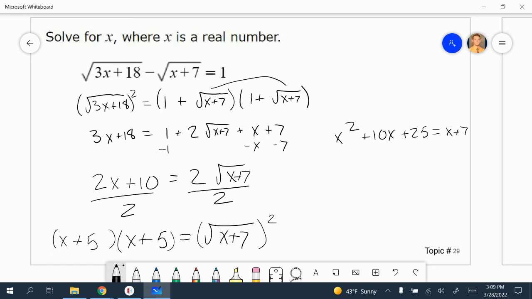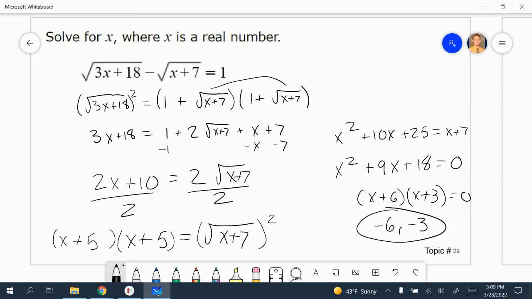I'm going to move everything to one side one last time, and then we're going to factor. So we'll have x squared plus 9x plus 18 equals 0. I'm going to factor this, and we should get, let's see, 6 and 3 look good, meaning my two solutions are -6 and -3.